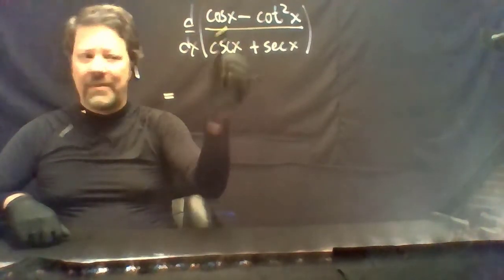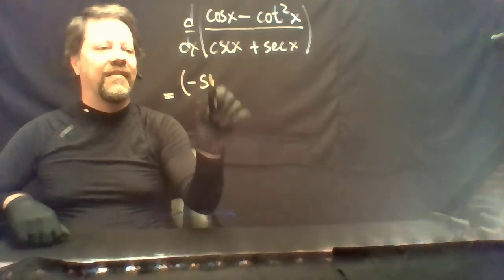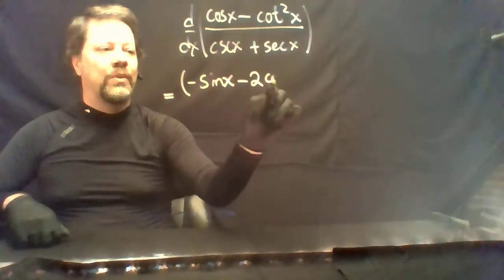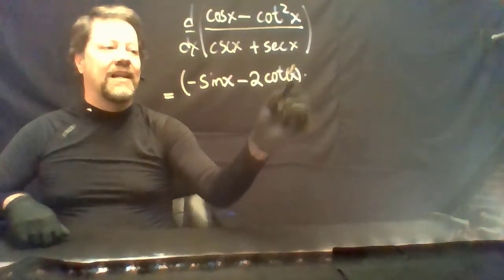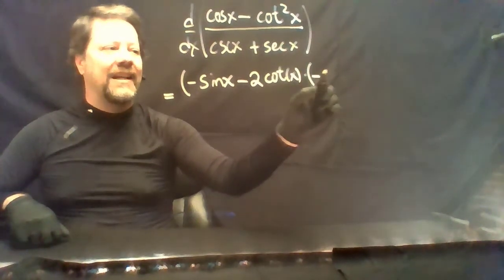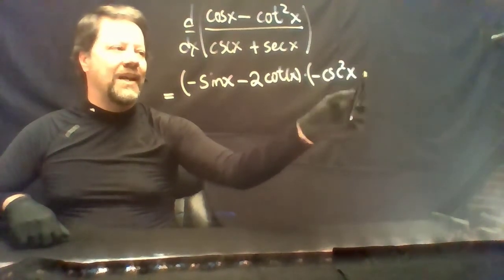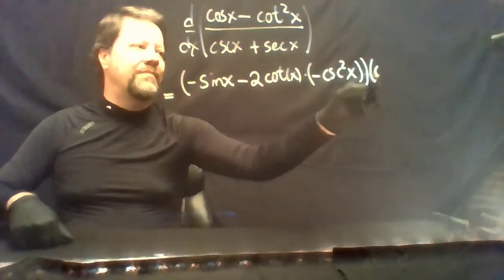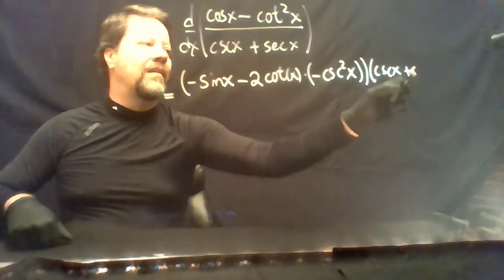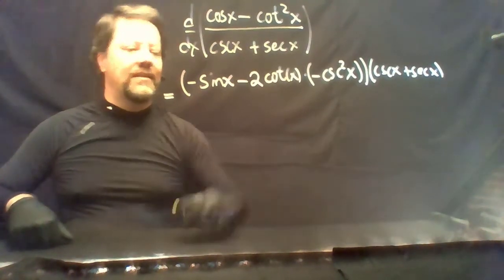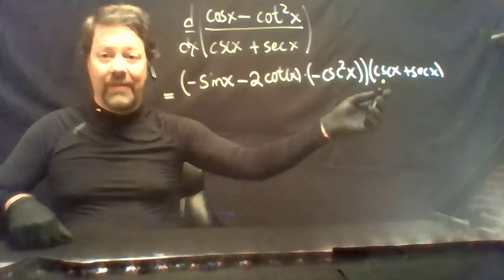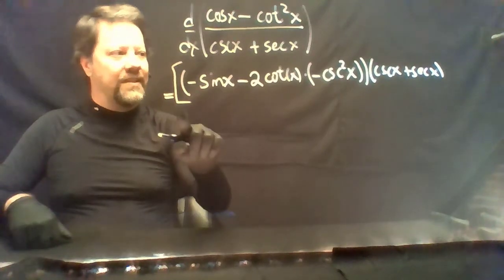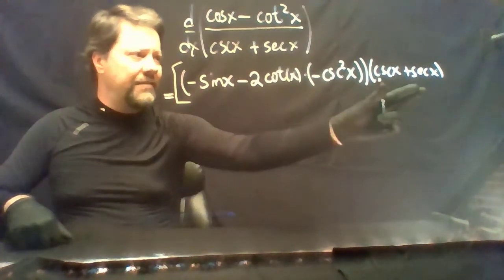For the derivative of the top, we'll start with a negative sine x. Next we'll have minus 2 cotangent of x times the derivative of cotangent, which is negative cosecant squared x. That's the derivative of the top times the bottom. Now we're going to have a problem. We're going to run out of room on the board here. I'll write it like this. A big left parenthesis here for the numerator. We have all of this.